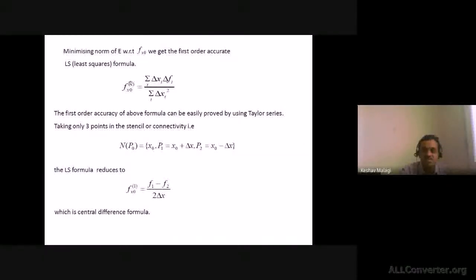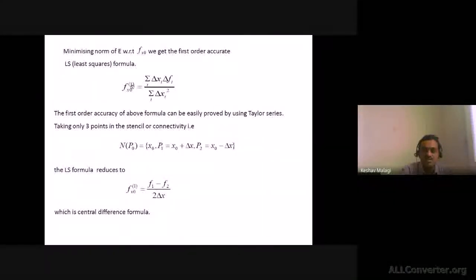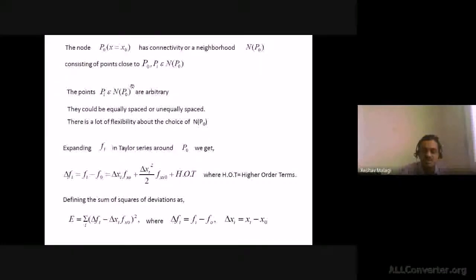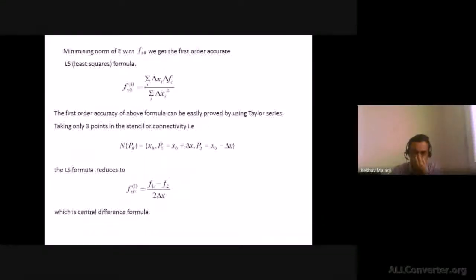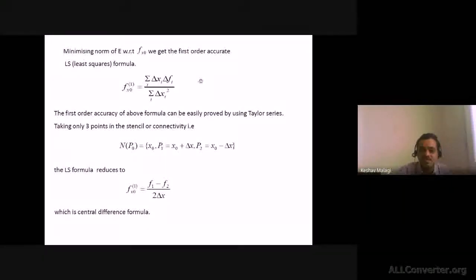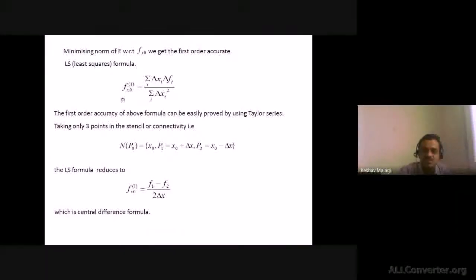That is why we have written in the bracket 1, that is first order, because you see in this equation we have considered only the first order term, only the first order is there. The higher order delta x square is neglected.